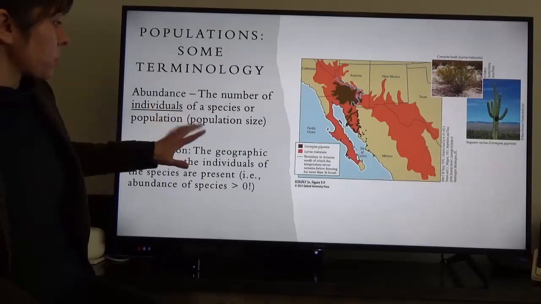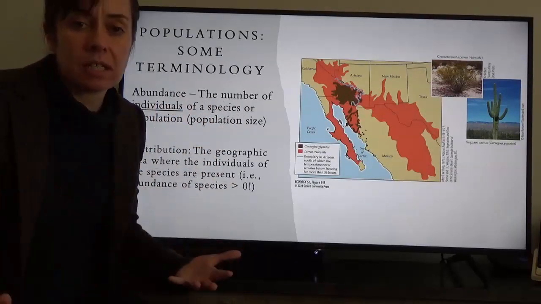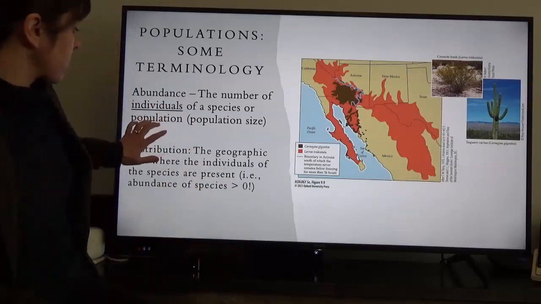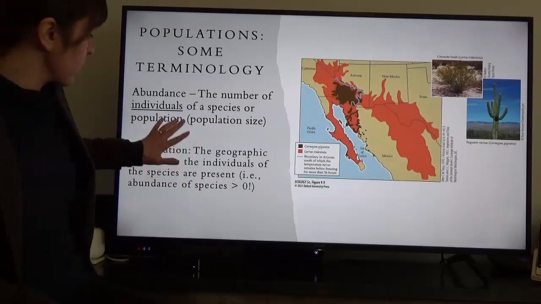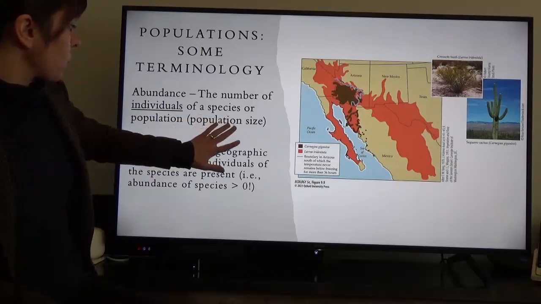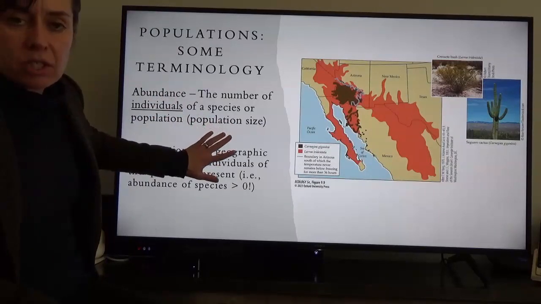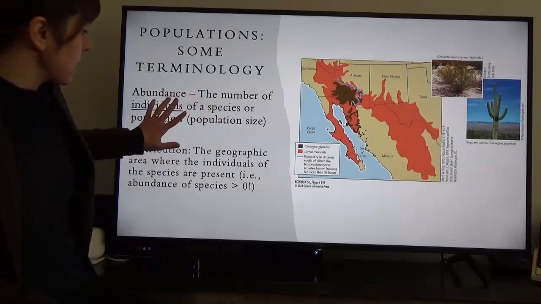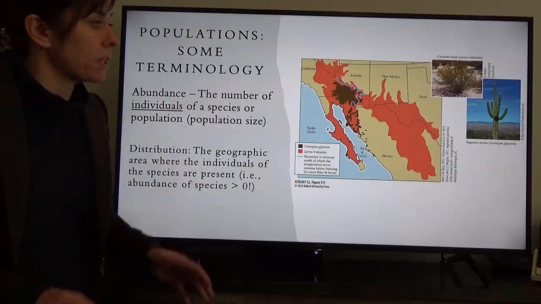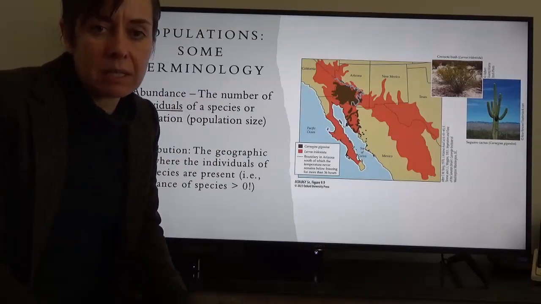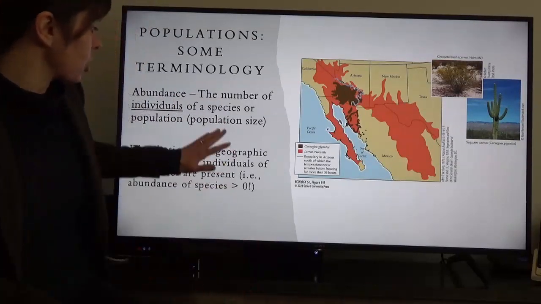So sometimes a population entails the entire species. Sometimes a population is not the entire species. So we're talking about basically the population size. The abundance is effectively the number of individuals of that species in that population.